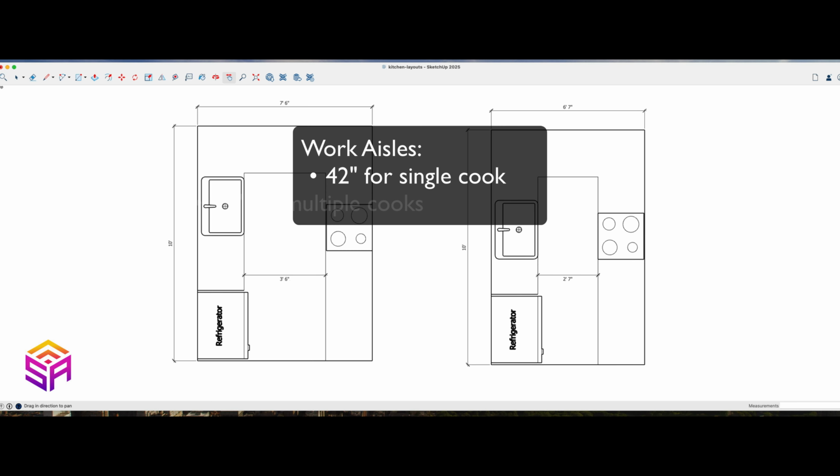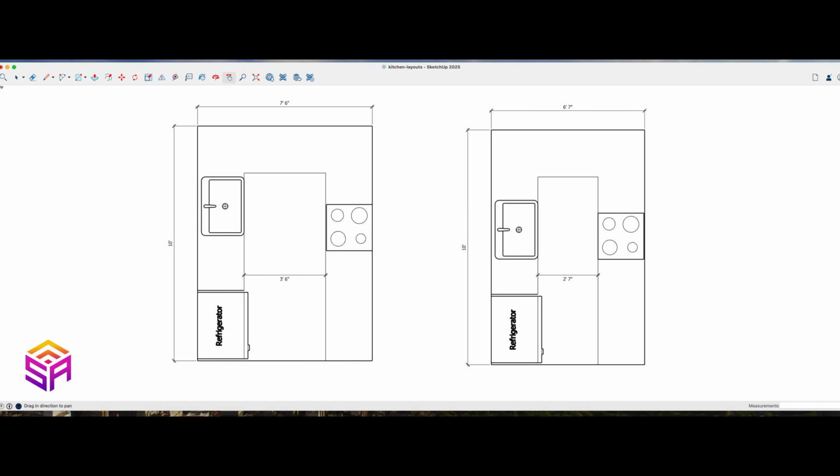Now, beyond the triangle rule, there are some other things to think about when designing your kitchen. To start with, any work aisles you have should have at least 42 inches if you plan to have a single person working in the kitchen. If you're going to have multiple people, you need a little more. Guidance is about 48 inches. So if you have a galley kitchen, for example, or you're thinking about squeezing an island into your kitchen, this is critical to consider.